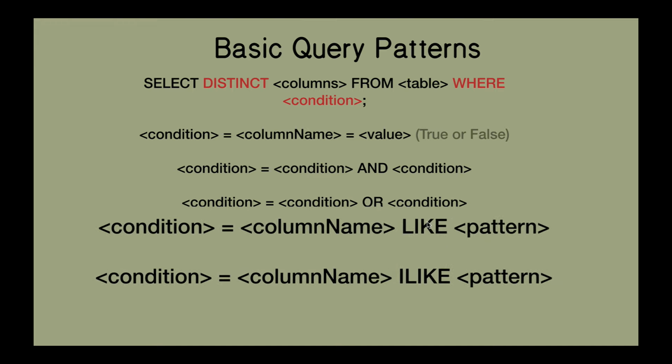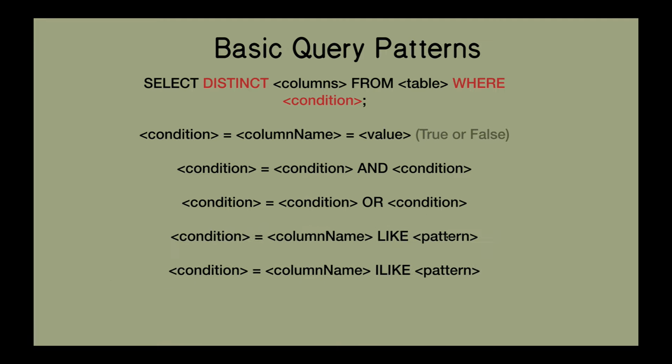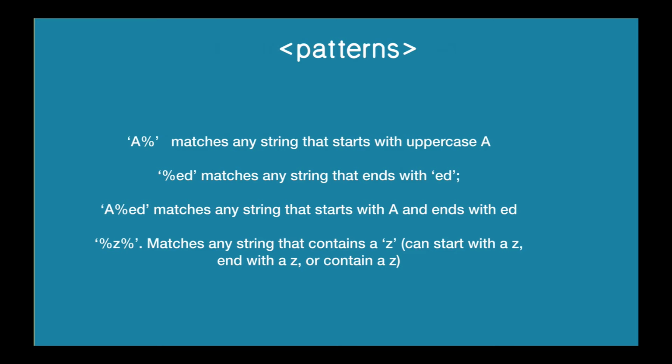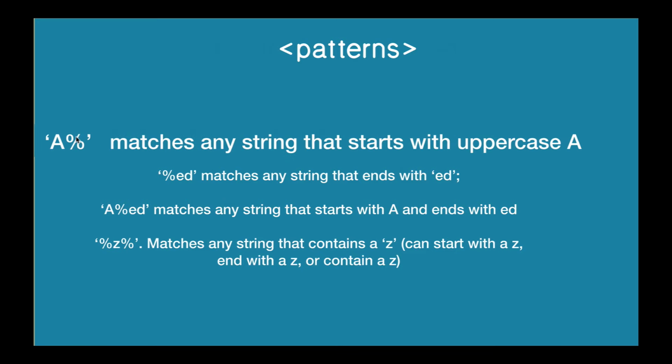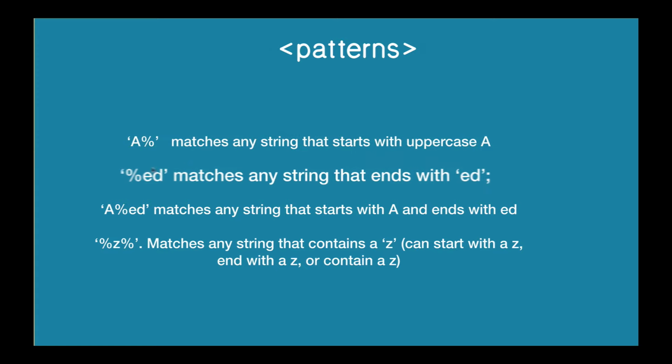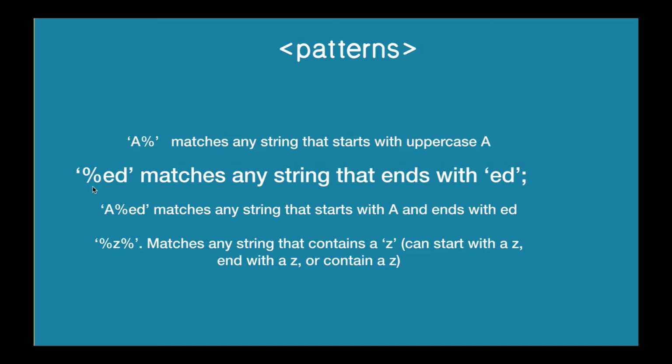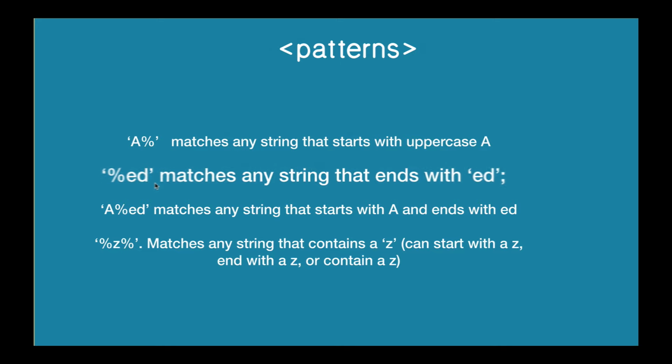And how like works is this pattern contains some sort of string that has an I-don't-care or wildcard character in it. So where some column name is like matches a specific pattern. And the patterns are that this % is the wildcard character. So if you have a letter A followed by the wildcard, that matches any string that starts with uppercase A. If we have the wildcard first, so that can match 0 or more characters, and then it ends with ED, that matches any string that ends with ED.